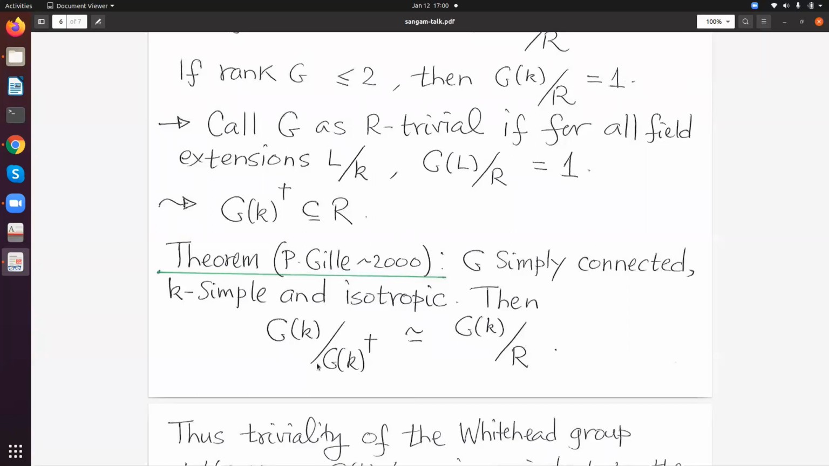So, this side is very clear, right? GK plus should be inside R. That should be clear. But these anisotropic groups are not understood. This quotient is not really understood in general, so you need to really put that condition.